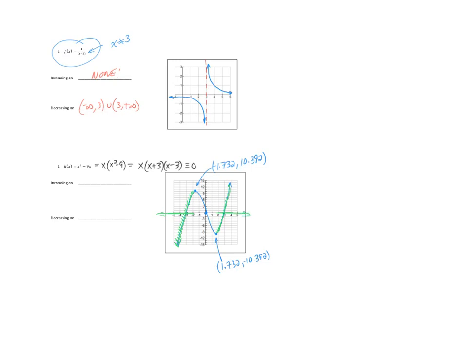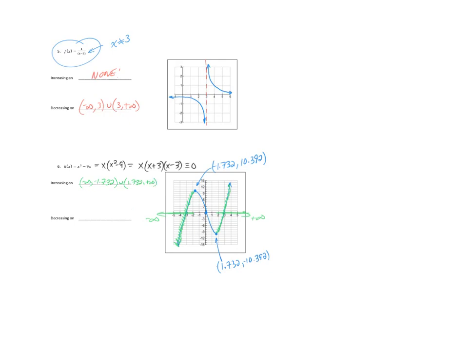So we are increasing from negative infinity, which is way out here to the left, positive infinity is over there on the right. So from negative infinity to negative 1.732. That means our graph is going to be coming up during those times. And again, from positive 1.732 out to positive infinity, those y values are going to be moving up as we move to the right. So I'll just put that in interval notation there. And we can say negative infinity to negative 1.732, and then union that with 1.732 to positive infinity.